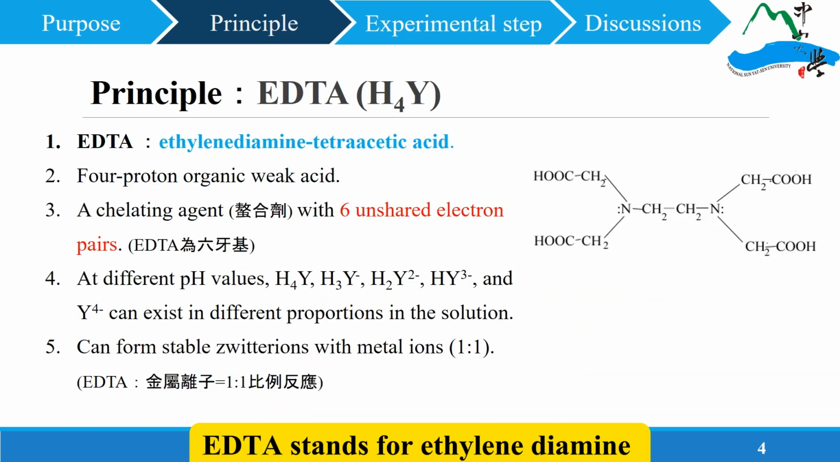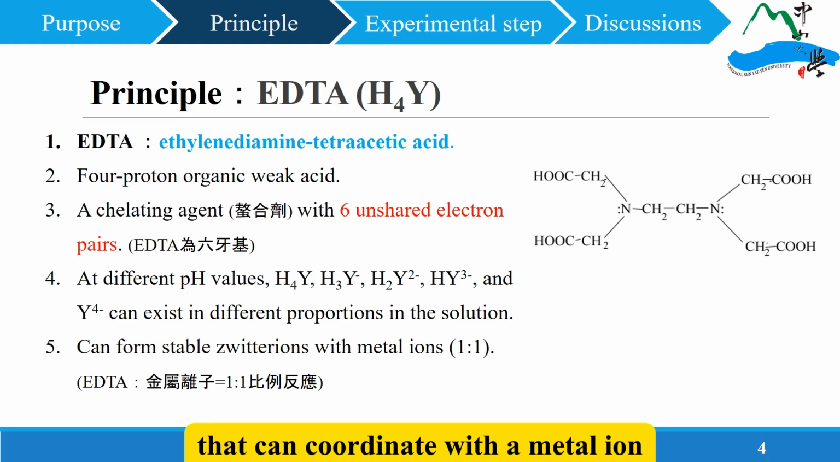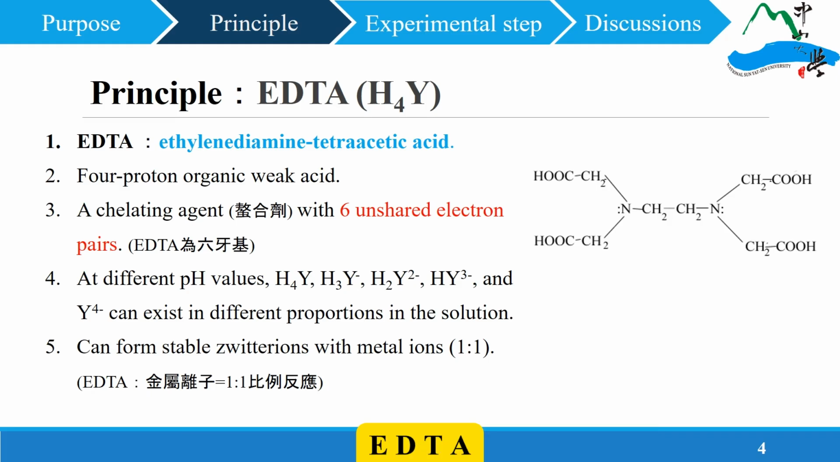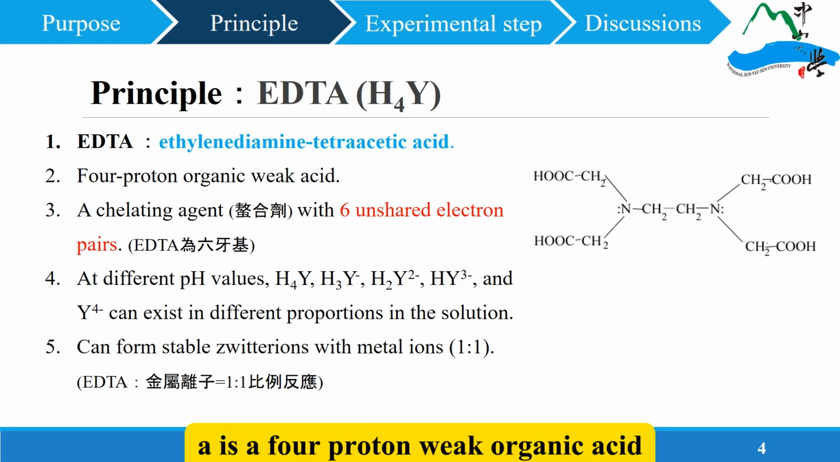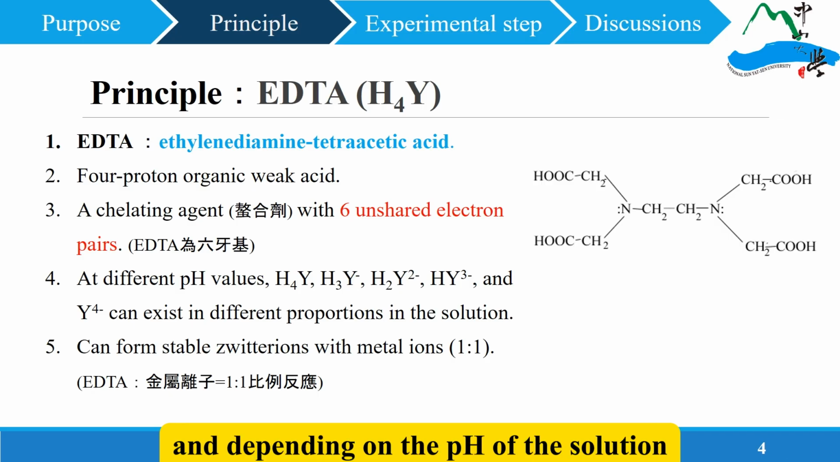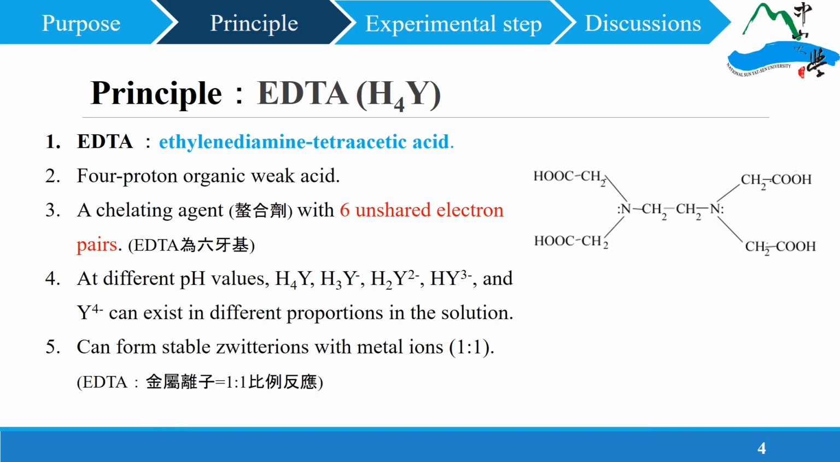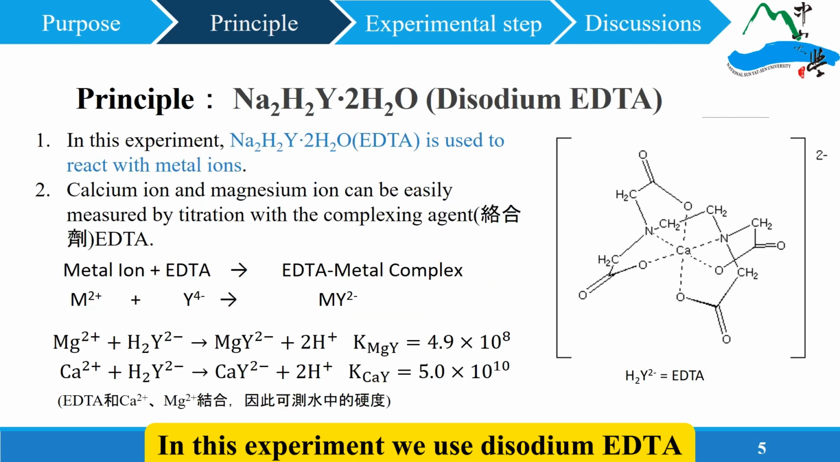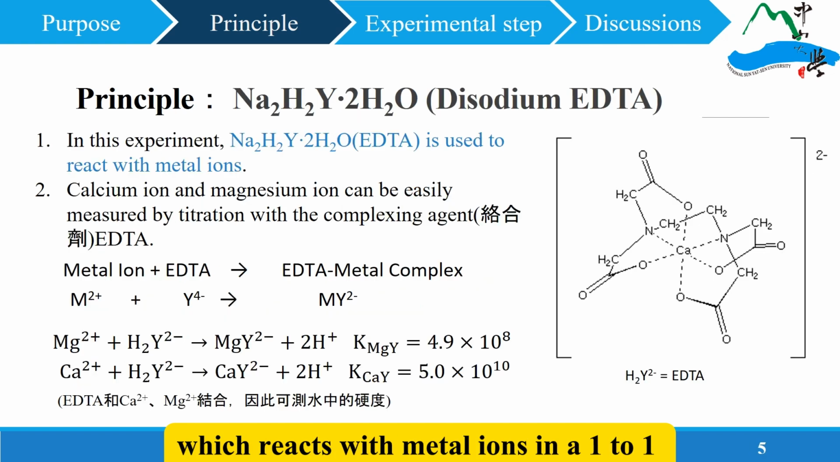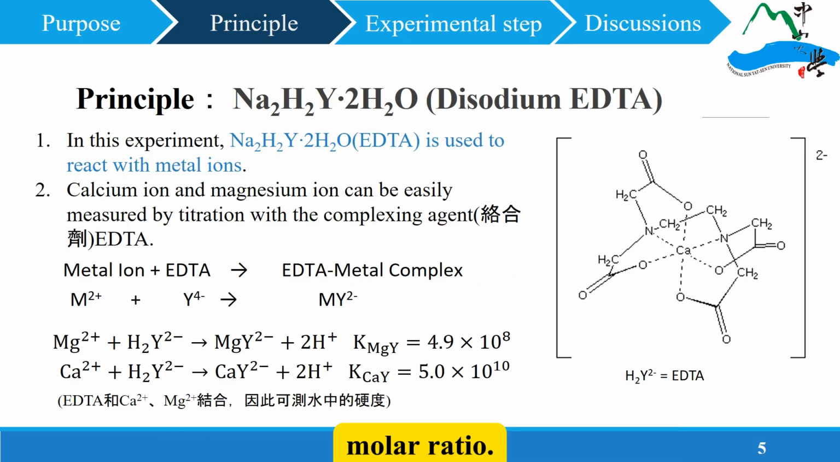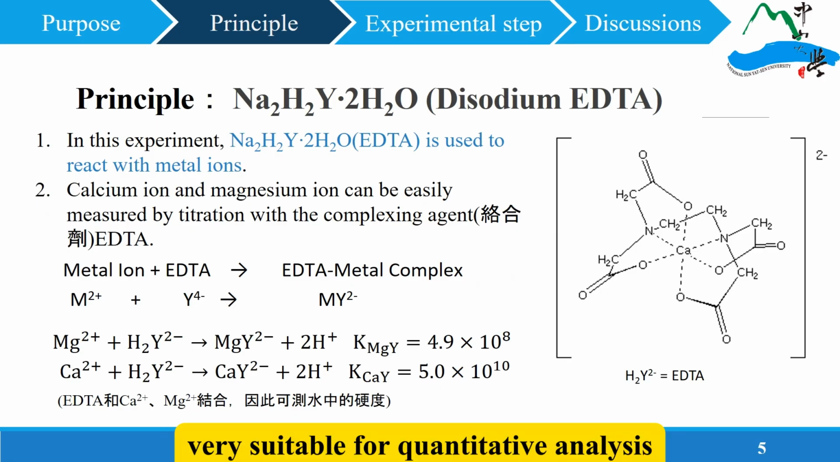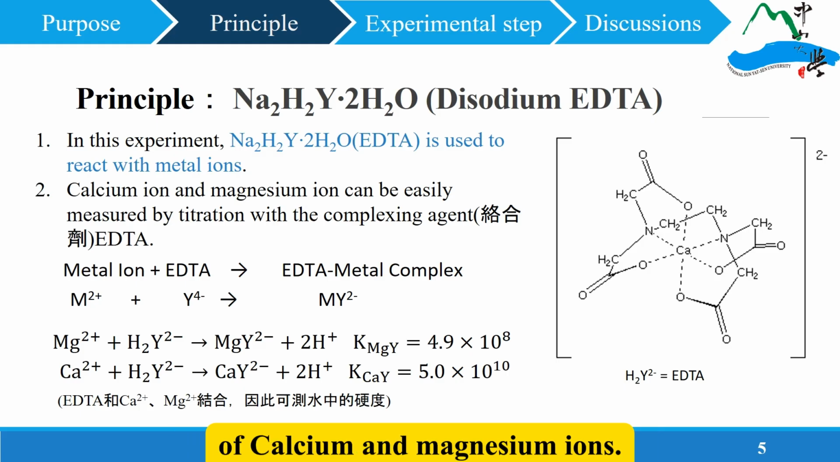EDTA stands for ethylenediaminetetraacetic acid. It is a hexadentate chelating agent, meaning it has 6 donor atoms that can coordinate with a metal ion. EDTA is a 4-proton weak organic acid, and depending on the pH of the solution, it can exist in different ionic forms. In this experiment, we used disodium EDTA, which reacts with metal ions in a 1:1 molar ratio. This property makes EDTA very suitable for quantitative analysis of calcium and magnesium ions.